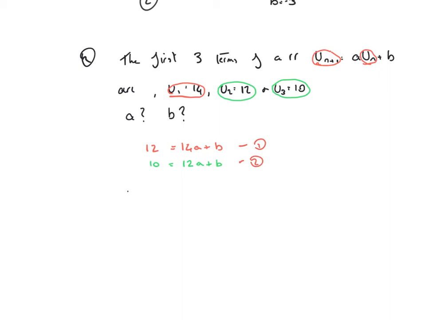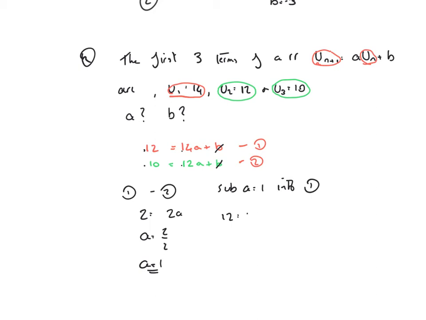Okay, so let's do equation 1 take away equation 2. 12 take away 10 is 2. 14a take away 12a is 2a, and b take away b cancels out. A is equal to 2 over 2, and a is equal to 1. And then sub a equals 1 into one of the equations. Doesn't matter, both easy. I'm going to sub it into equation 1. So that will be 12 equals 14 lots of 1 plus b. 12 equals 14 plus b. B is equal to 12 minus 14, and b is equal to minus 2. Final answer, a equals 1, b equals minus 2.